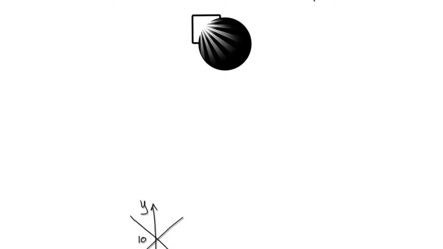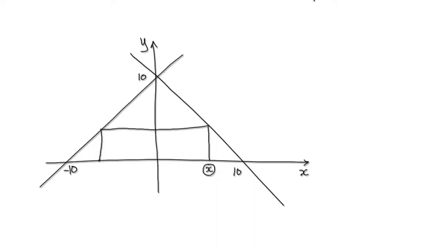Okay, let's give you guys a Calculus 1 optimization problem. Here you've got a straight line where the intercept is 10, and this is also 10. You've got a straight line here, and this line here is 10 and negative 10. Your job is to find the value of x that will give me the biggest rectangle inside this triangle.